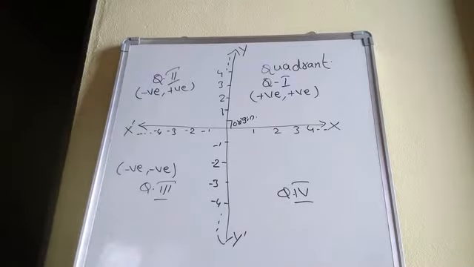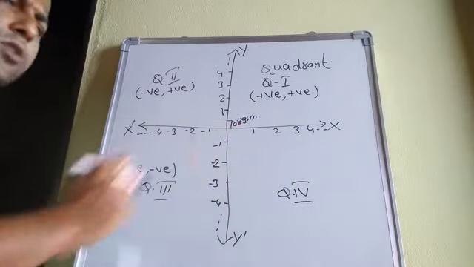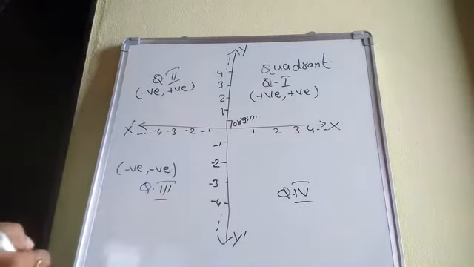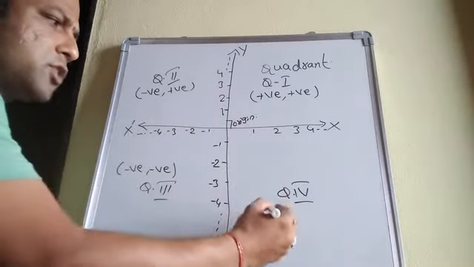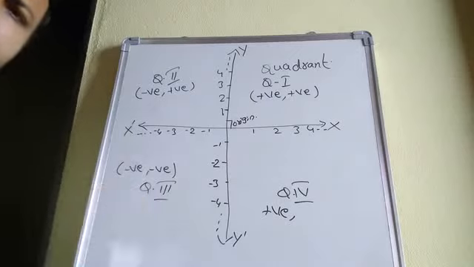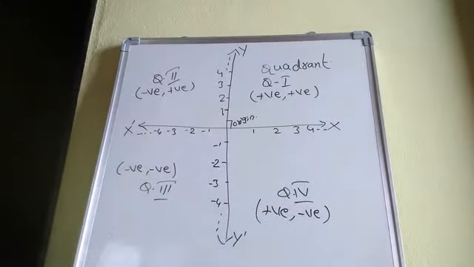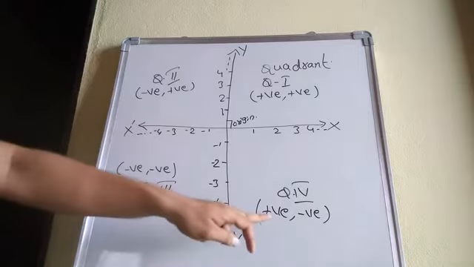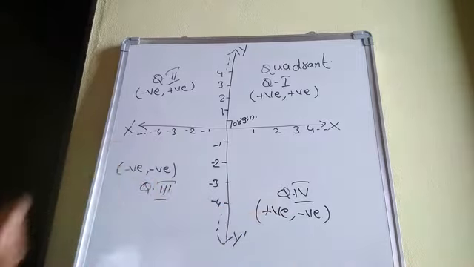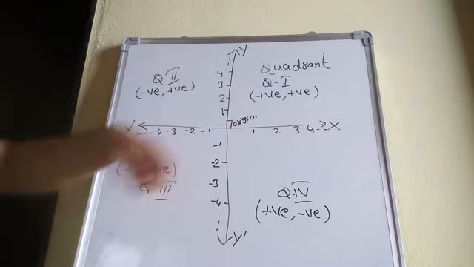Now you see the fourth quadrant. This is the fourth quadrant area, right? In this area, the x-axis numbers are positive and the y-axis numbers are negative. So what we have understood is that in the fourth quadrant, only the numbers in which the x-axis is positive and the y-axis is negative will be lying in quadrant 4.